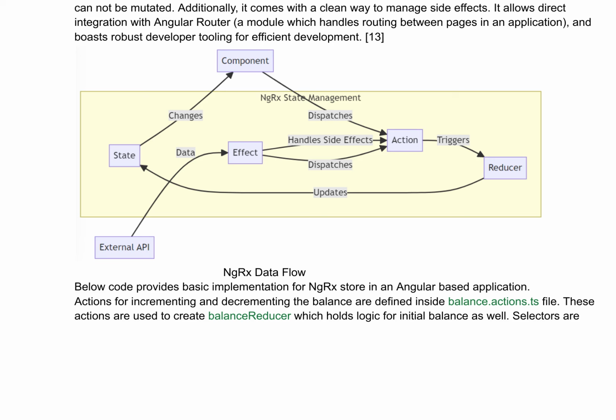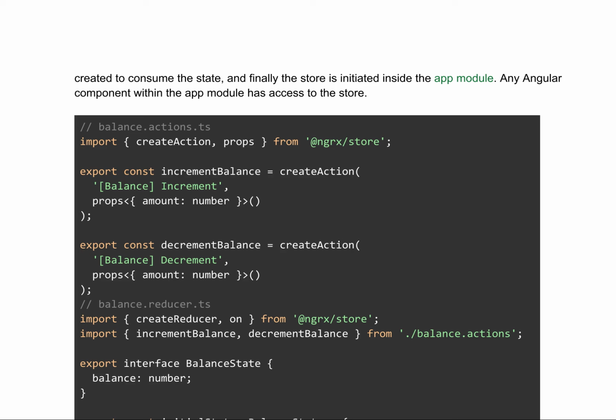The example given demonstrates how to create a basic banking app using NGRX, where clicking on buttons triggers actions that update the balance in the store. This showcases the simplicity and efficiency of managing state changes through actions and reducers in an Angular application. In the app module, the Angular component has access to the store, which is initiated within the app module. The store is created to consume the state.